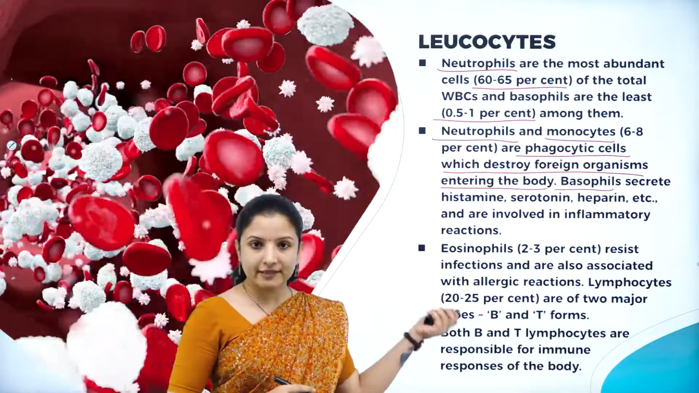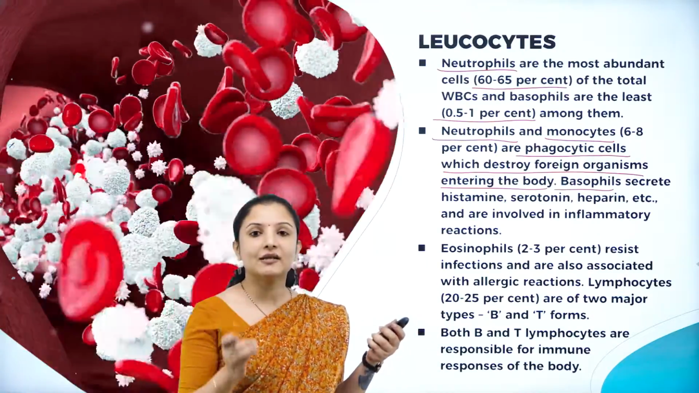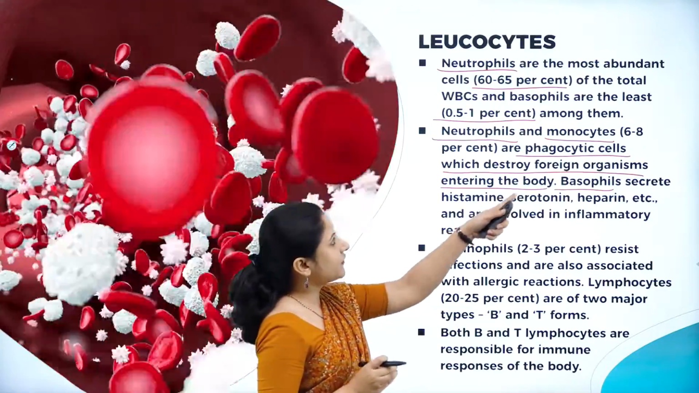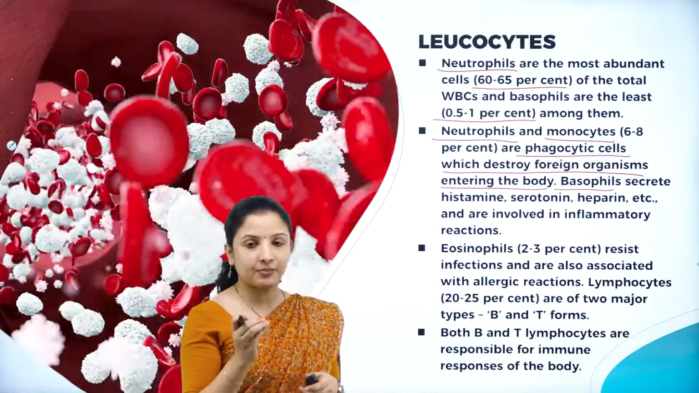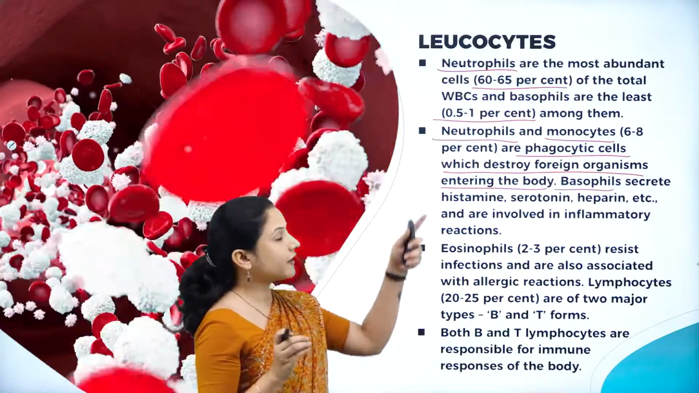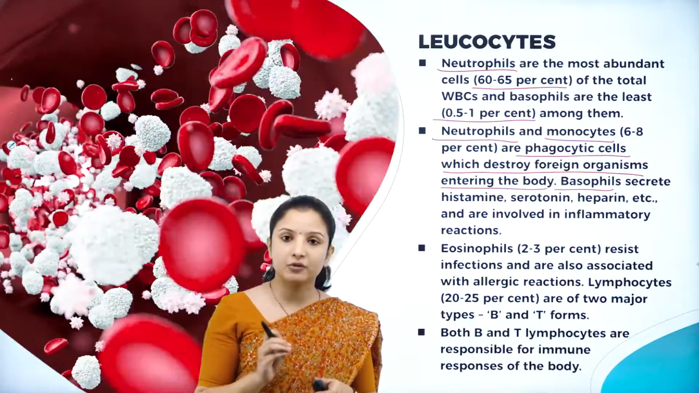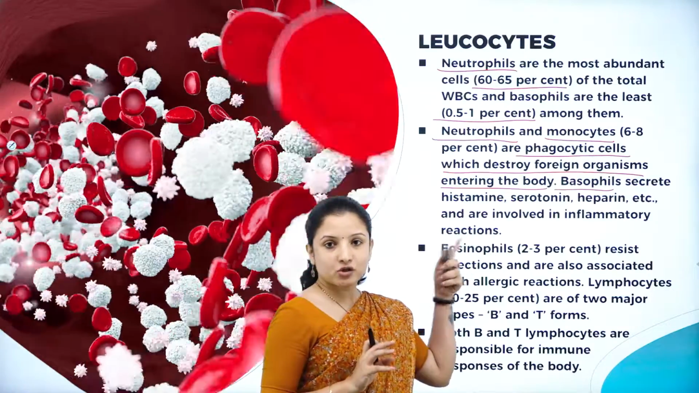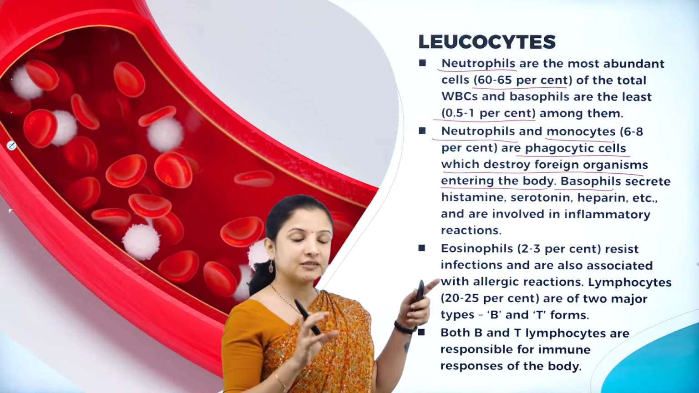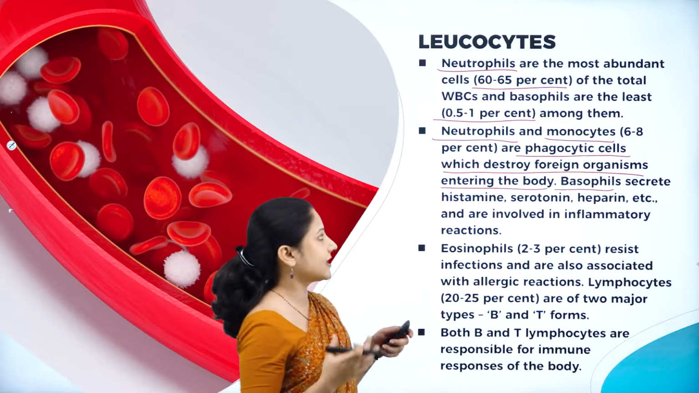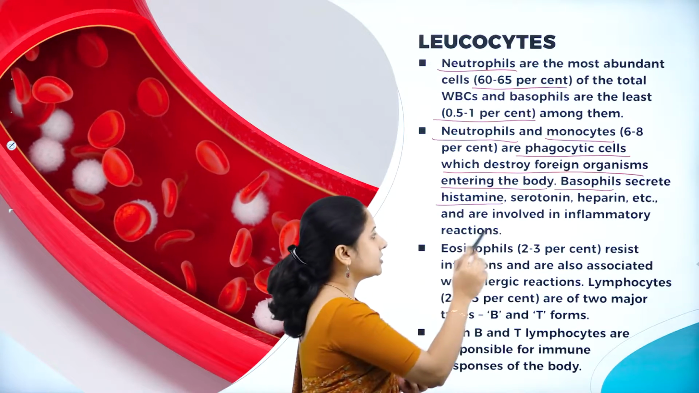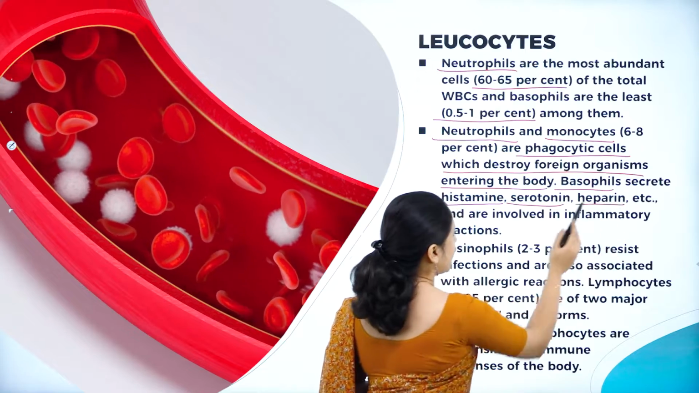Next, talking about basophils. What are the basophils? They are the granulocytes present in the WBC, right? And basophils are very, very few in number. Only 0.5 to 1% of the WBCs are made up of basophils. So what is the function of the basophils? These basophils secrete certain chemicals. They secrete histamine, they secrete serotonin, they secrete heparin.